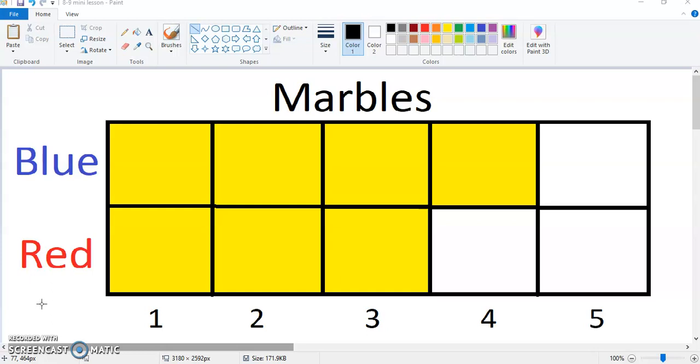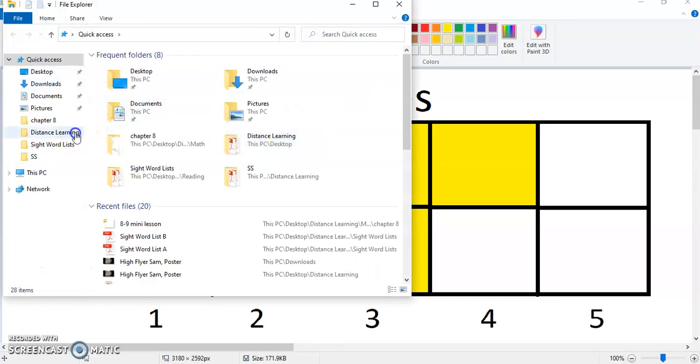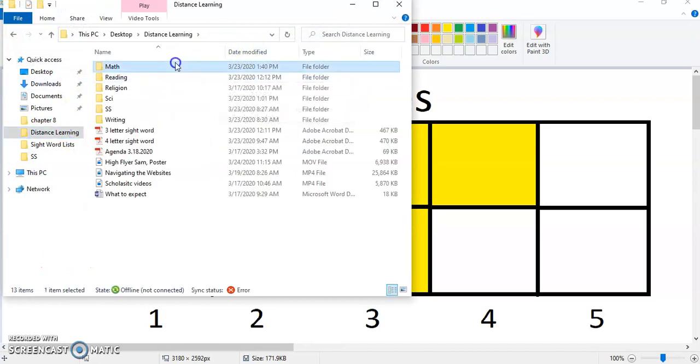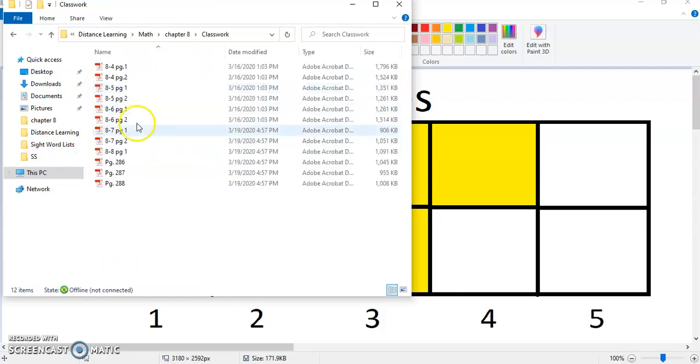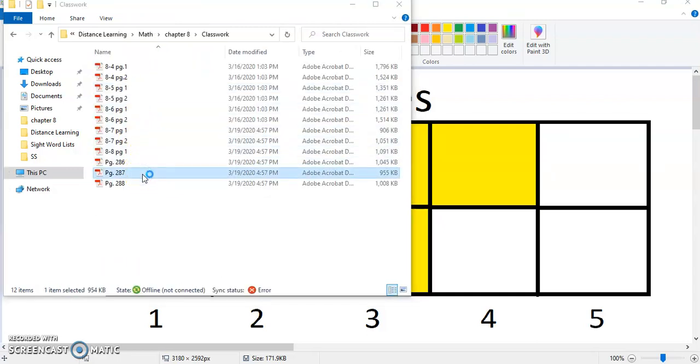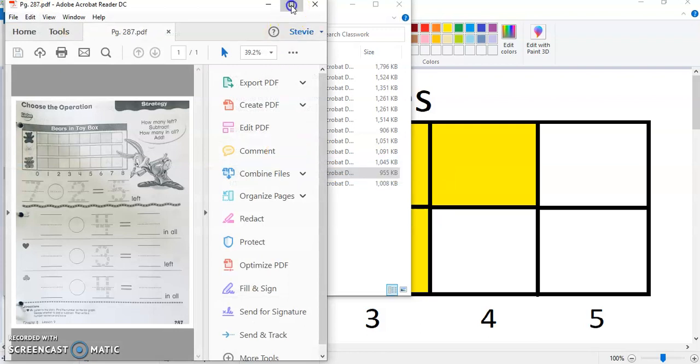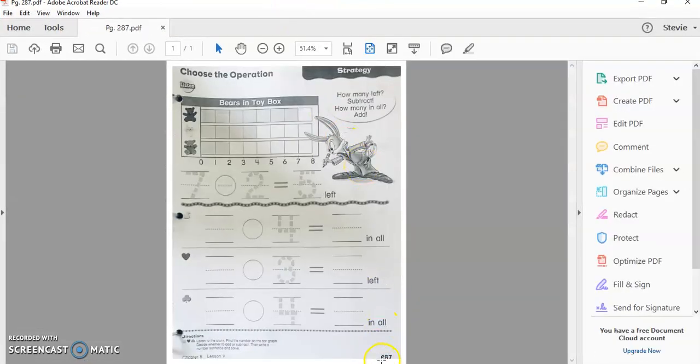So here we go. Okay, we are looking at our math sheet, and I'm going to need you guys actually to get the math sheet out. So you are looking for this page right here. Okay, with the little bunny on it, it's page 287, okay? You need to look at this page.